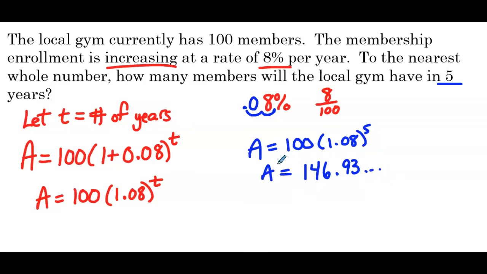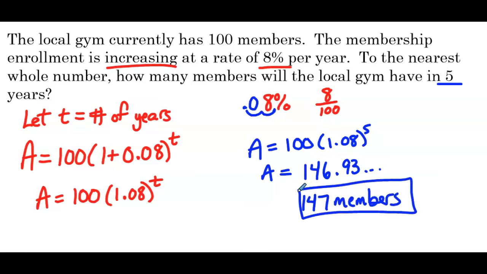Okay, the question said to round to the nearest whole number. So if we round 146.93 to the nearest whole number, that's going to be 147 members. Okay, so after 5 years, this gym is going to have 147 members.